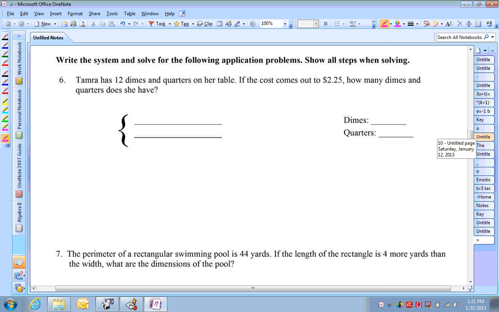Okay, number 6 says Tamara has 12 dimes and 5 quarters on her table. If the cost comes out to be $2.25, how many dimes and how many quarters does she have? So we're looking for how many dimes and quarters. So I'm going to define my variables. Q equals the number of quarters, and D equals the number of dimes.